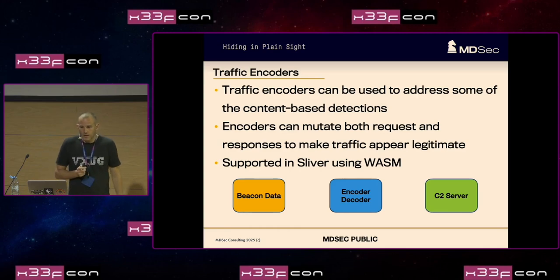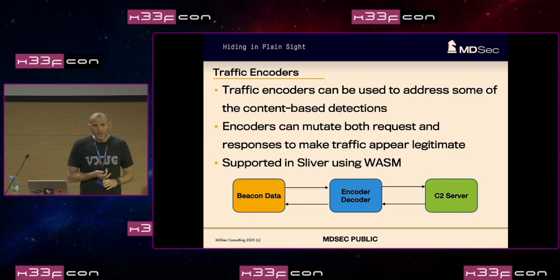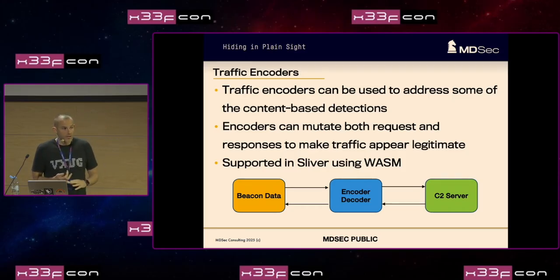I'm not saying this concept is anything new. It's supported in at least two C2s that I know of. For example, Sliver has the ability to do this with WASM. And as I said, you can use that to completely change the request that the agent's doing at runtime and mutate it.